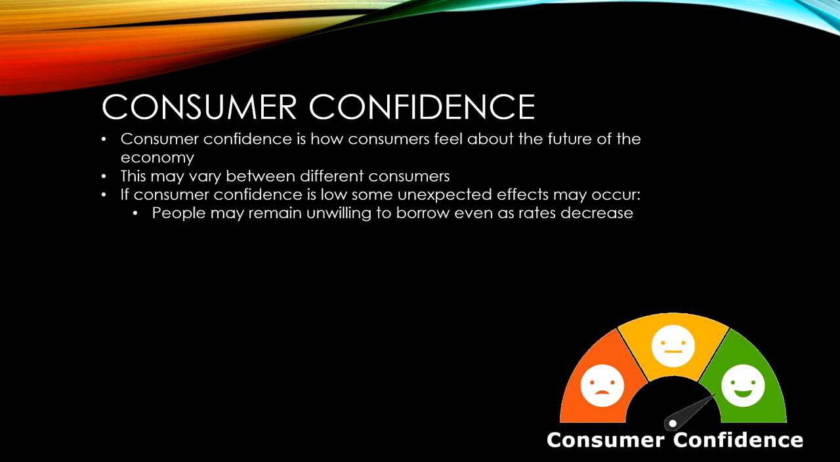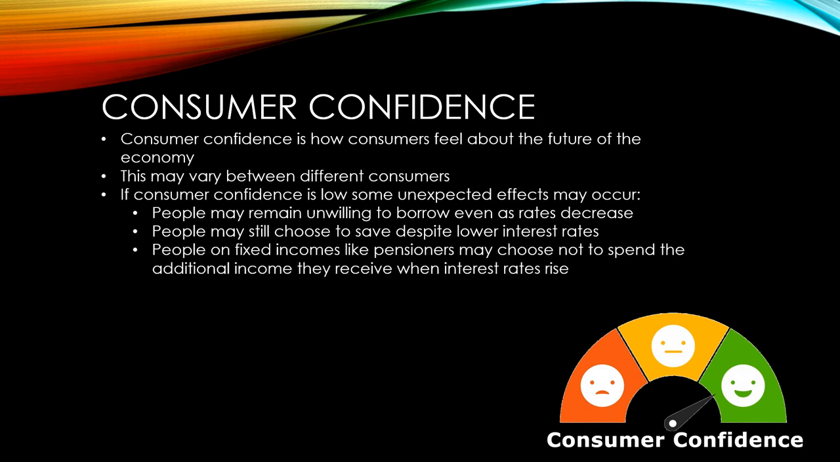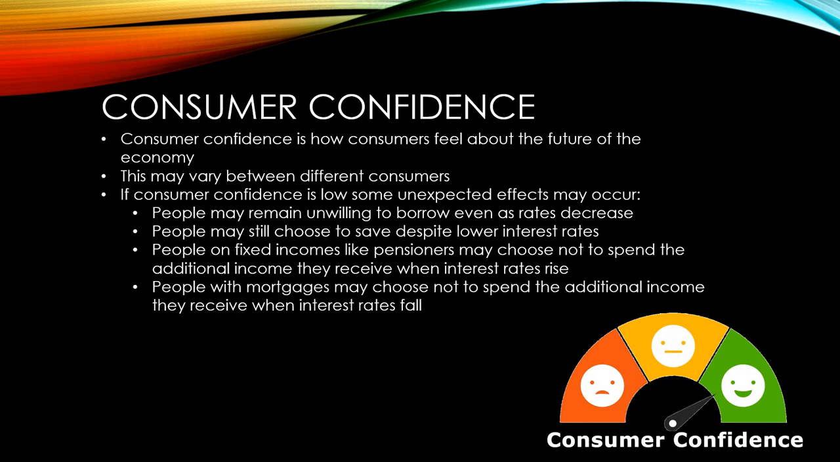People may remain unwilling to borrow, even as rates decrease, because they'd be concerned about their ability to pay it back in the future. People may still choose to save despite lower interest rates so that they've got a cushion against bad times. People on fixed incomes like pensioners may choose not to spend the additional income they receive when interest rates rise if they're worried about rising prices. People with mortgages may not choose to spend the additional income that they receive when interest rates fall if they're worried about prices or if they're worried about interest rates rising again in the future.